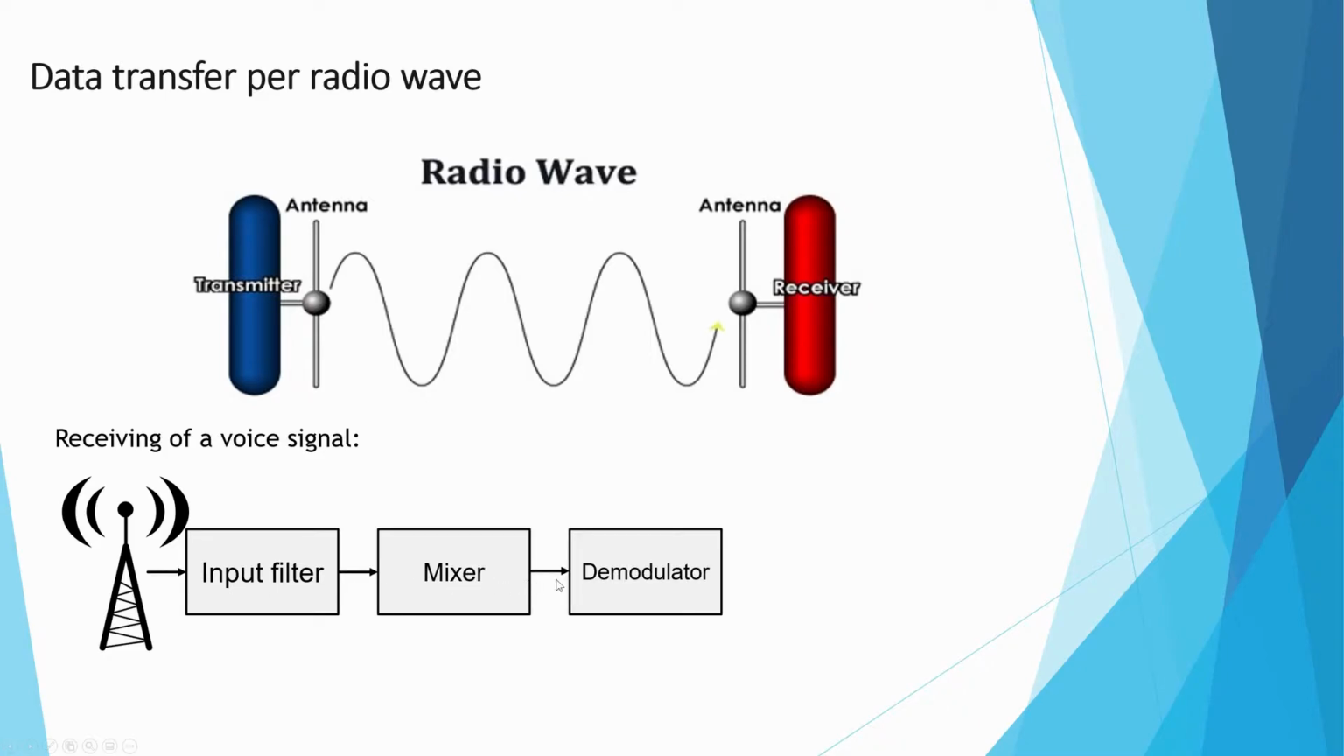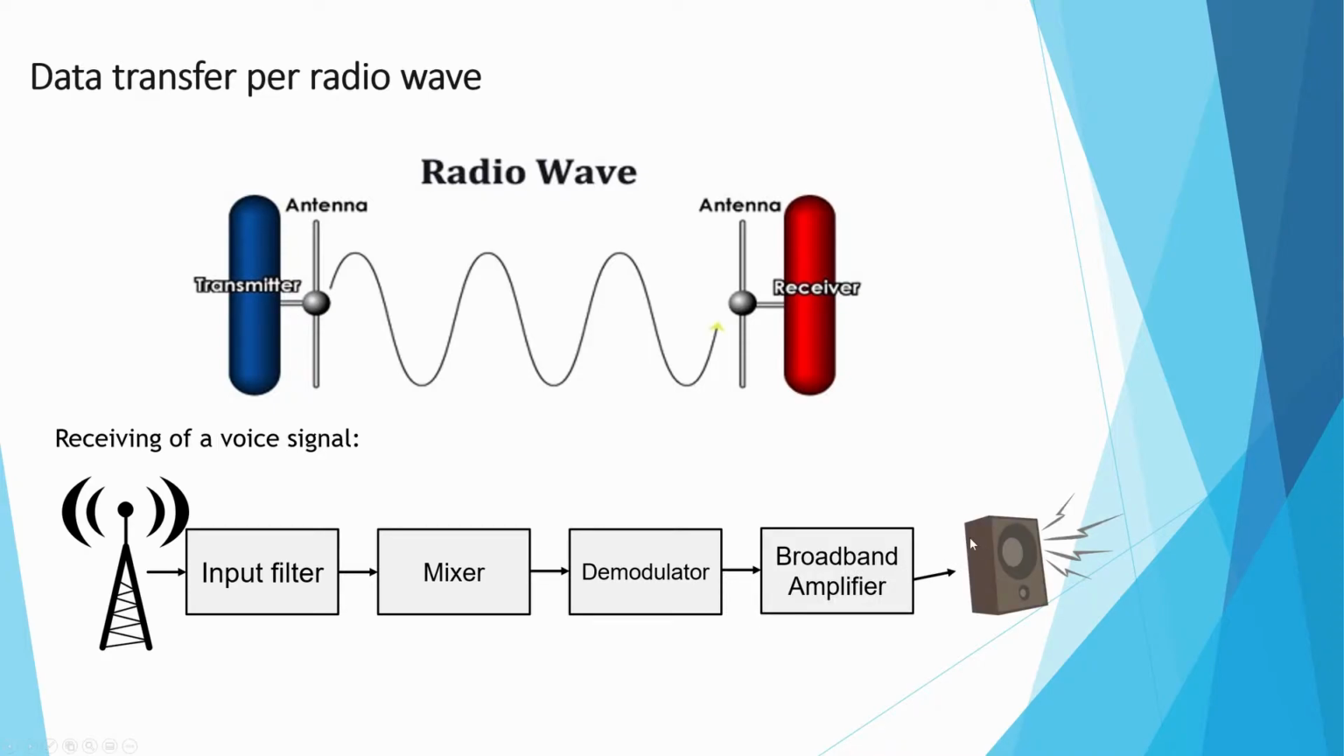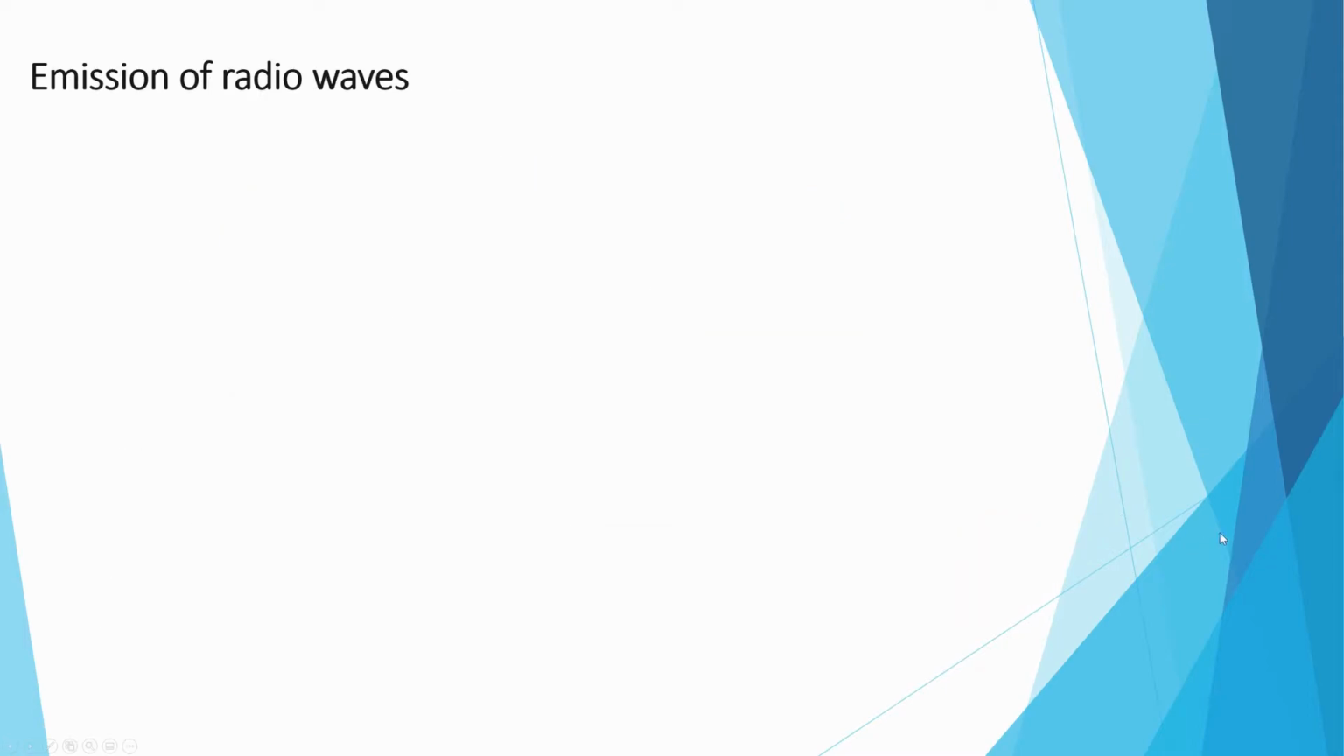That will be mixed and demodulated from the carrier wave. Afterwards it's again too weak, and we must amplify it again before we can blast it through our speaker. This was all therefore just the explanation of the function of a simple radio application. What we want to know now is how radio waves get emitted from our antenna exactly.